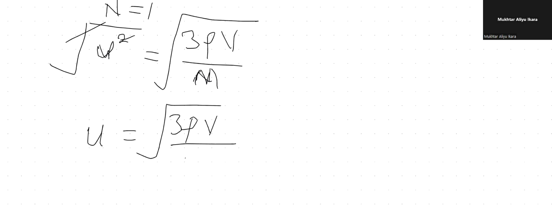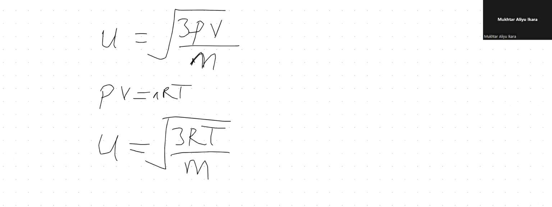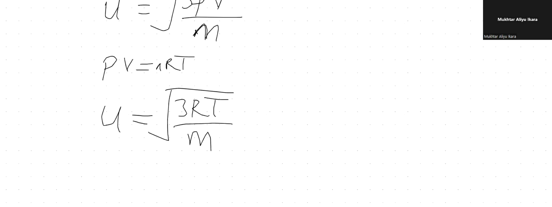And of course, remember that from the ideal gas equation, we have PV = nRT. So we can now remove PV and replace it with nRT. Therefore, at the end, we have u = square root of 3RT all over M. So this is the formula for calculating root mean square speed, although there are many ways that you can use this formula and make a lot of manipulation.